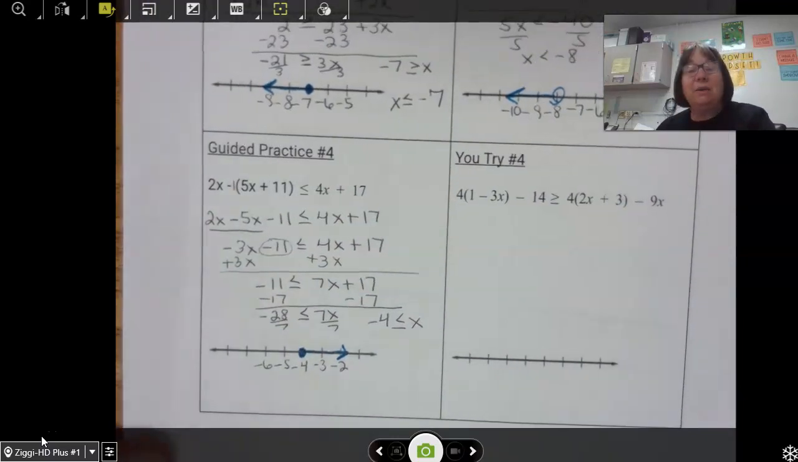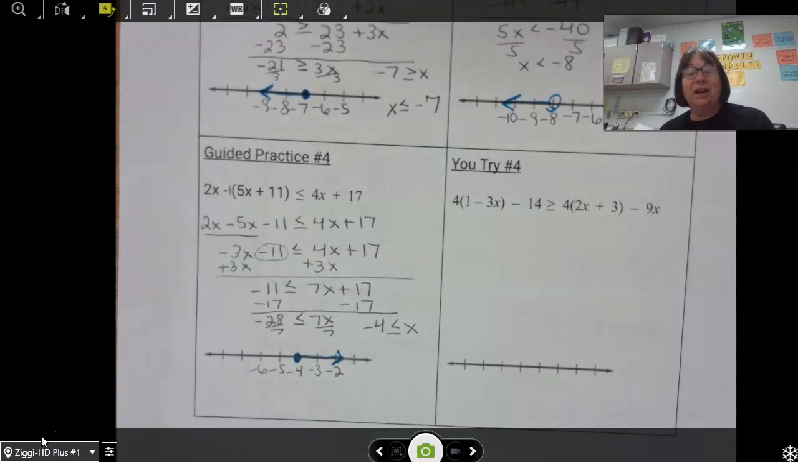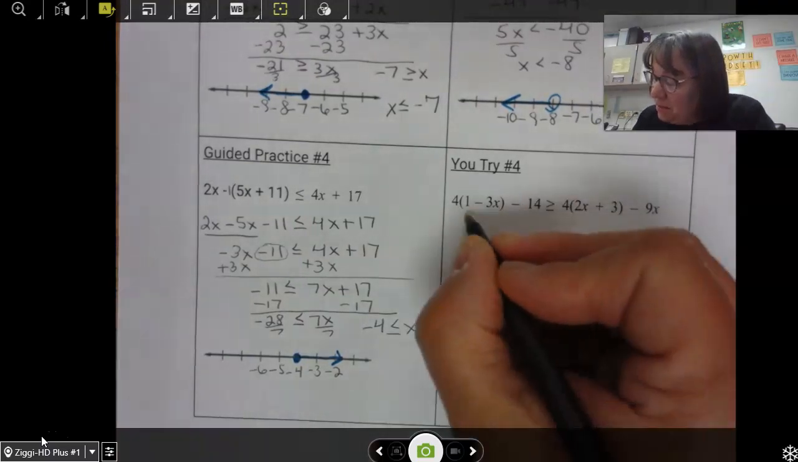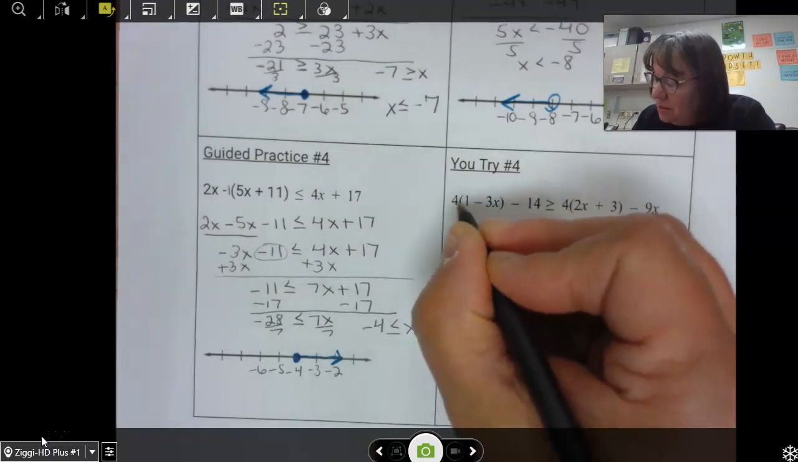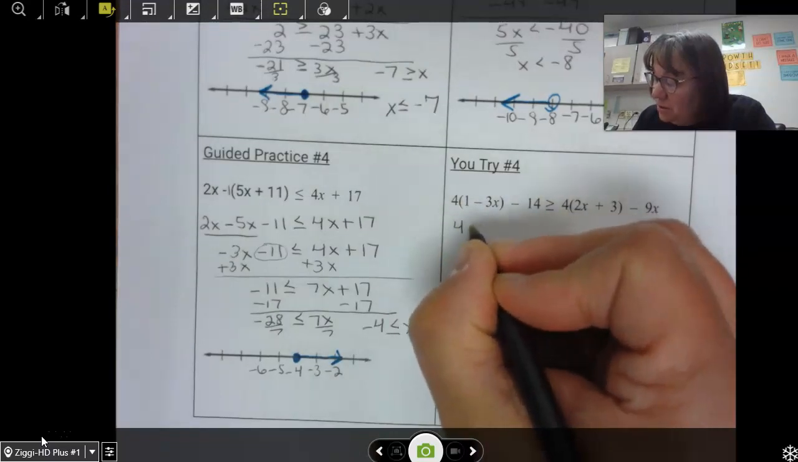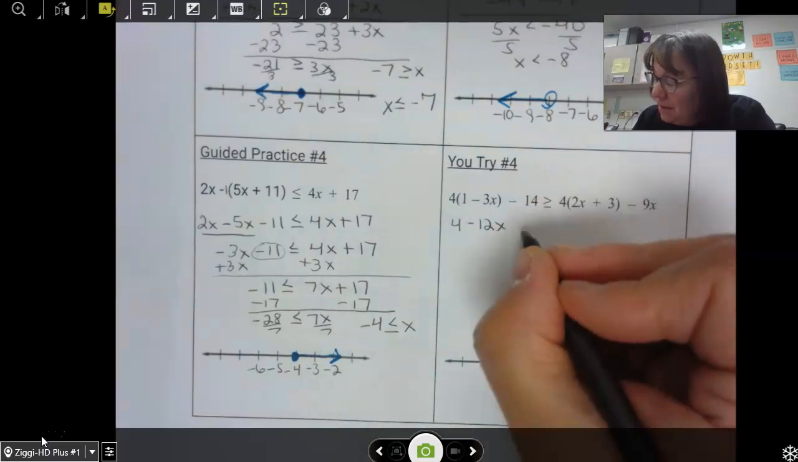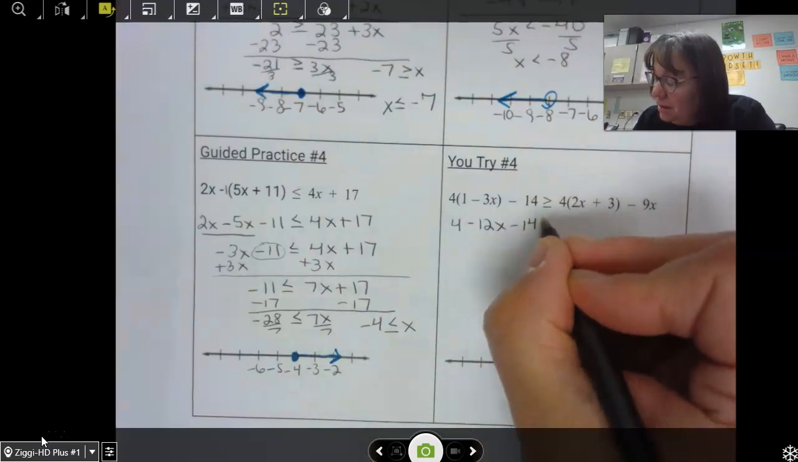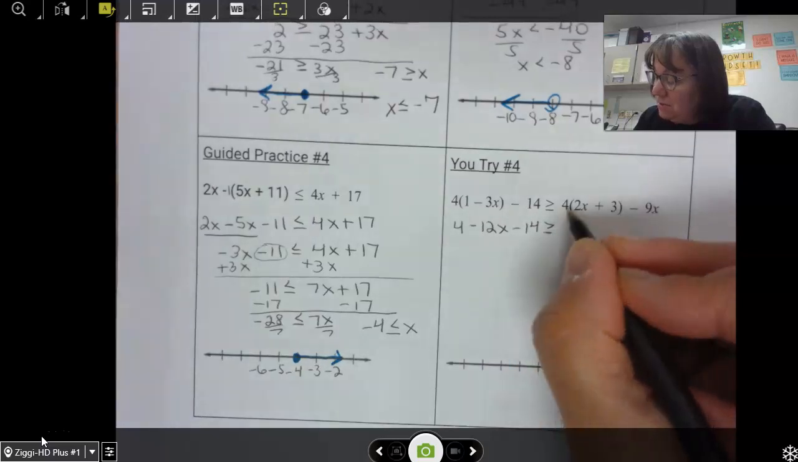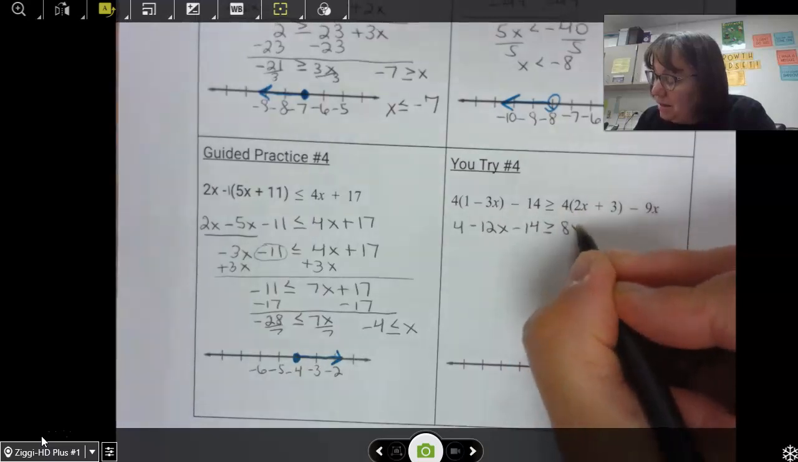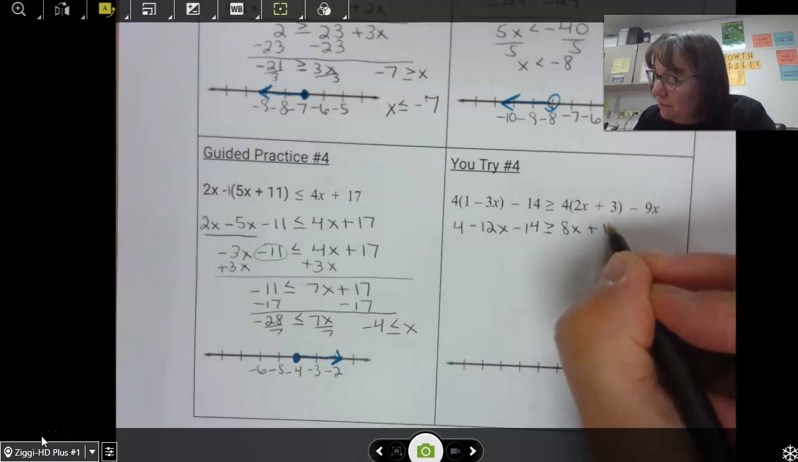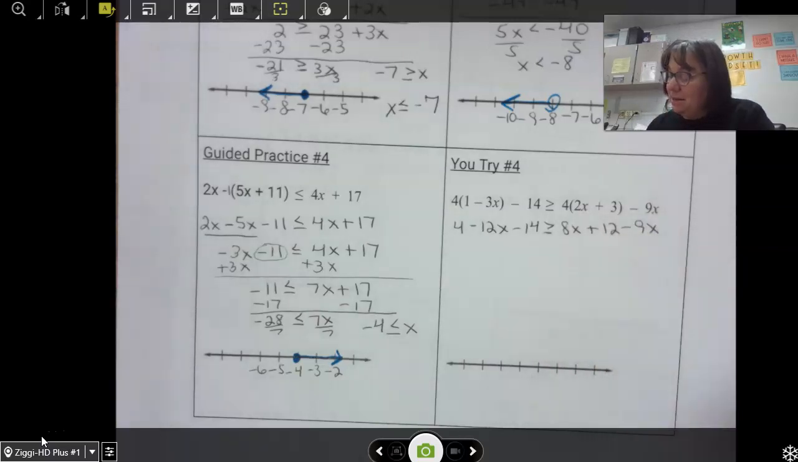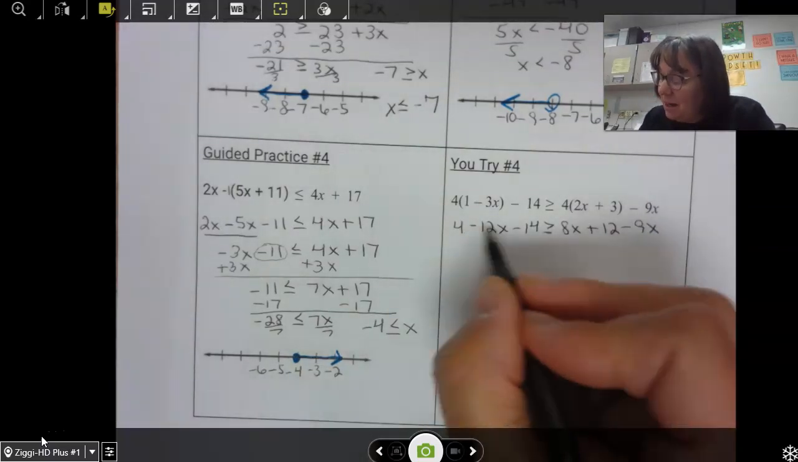And the last, go ahead and try on your own. Come back to check, and then you should practice. Okay, on this one we have several different places to distribute. So 4 times 1 is 4. 4 times a negative 3 would be a negative 12x. Minus 14 is greater than or equal to 4 times 2 would be 8x, and 4 times 3 is 12. Minus 9x. Now I'm going to combine like terms on both sides.